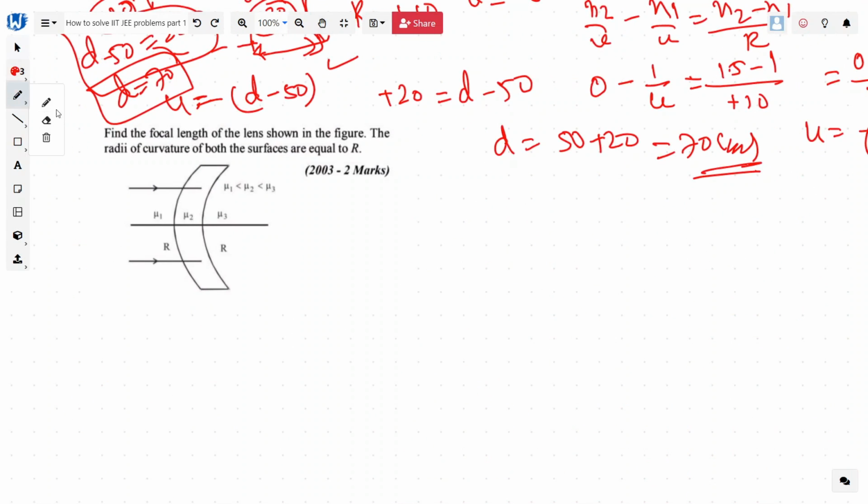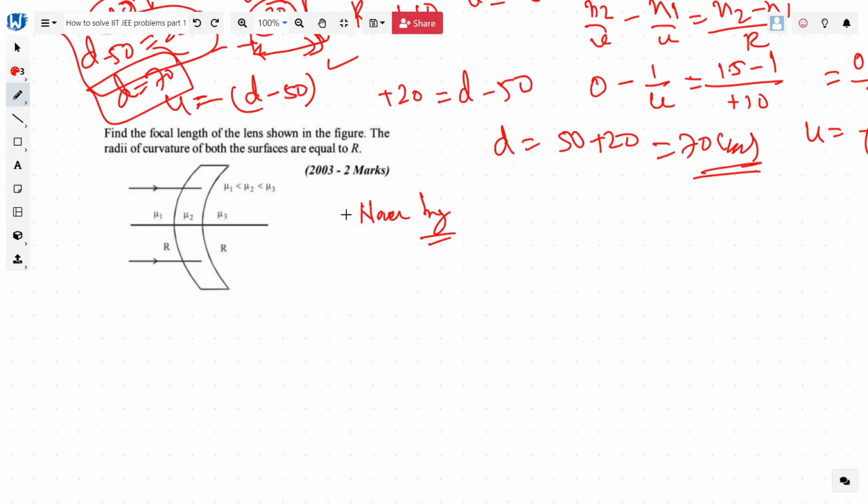It says find the focal length of a lens shown in the figure. The radius of curvature of both surfaces is equal to r. So radius of curvature r is given, and now you have the refractive indices varying. When you have a situation like this, never try to use the formula, because you will always forget under what condition that formula was derived.